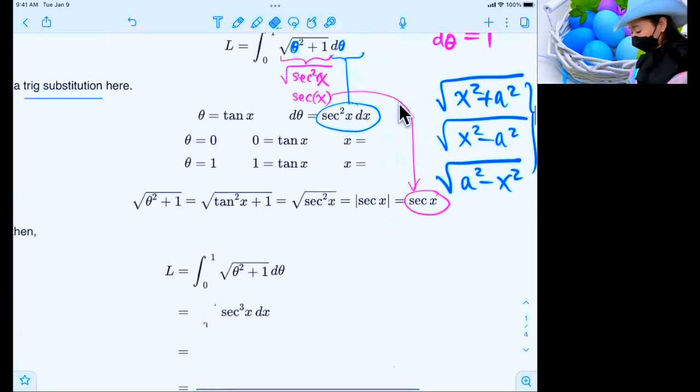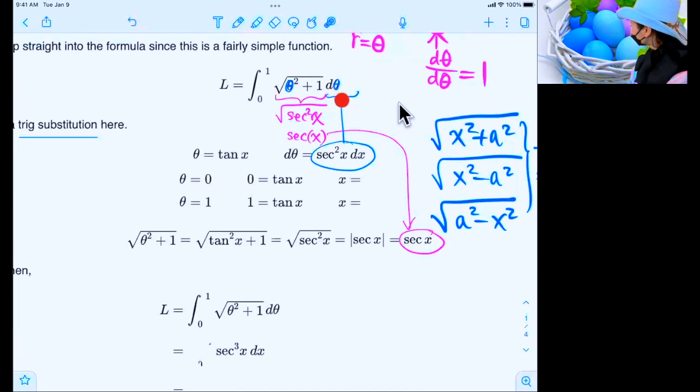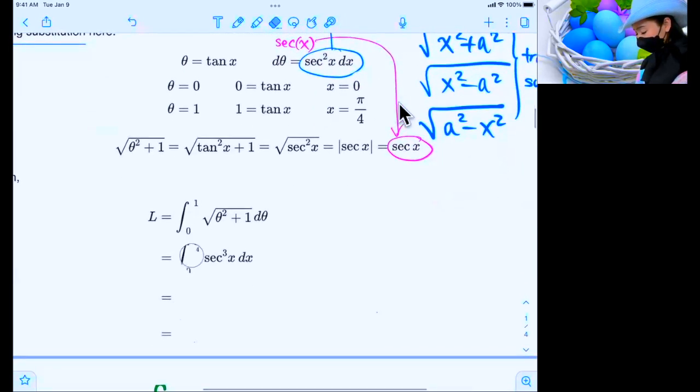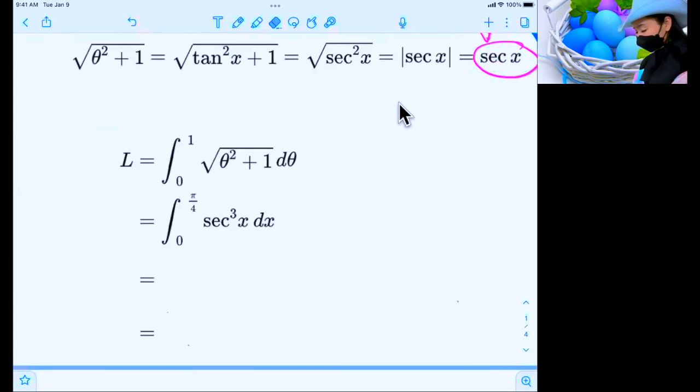But then we need to figure out the upper and lower limits. Theta here changes from 0 to 1. Now we want to find out x changes from what to what, because we changed from theta to x. When theta equals 0, tangent x equals 0, so x equals 0. When theta is 1, tangent x equals 1, so x equals pi over 4. So the integral is secant cubed x dx, with x going from 0 to pi over 4.